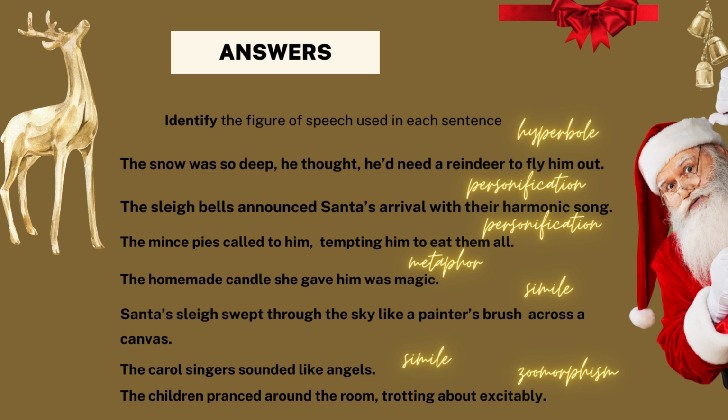And the children pranced around the room trotting about excitably would be zoomorphism. And there you go, that's an extra one that I didn't add. So there you go, there's zoomorphism. The children pranced around the room, trotting about excitably. Remember, if somebody as a human is given animal qualities or a thing is given animal qualities, it's zoomorphism. But that was a challenge that we don't have to know, but it can be helpful.